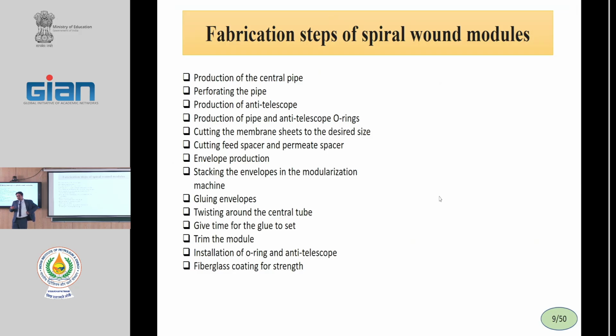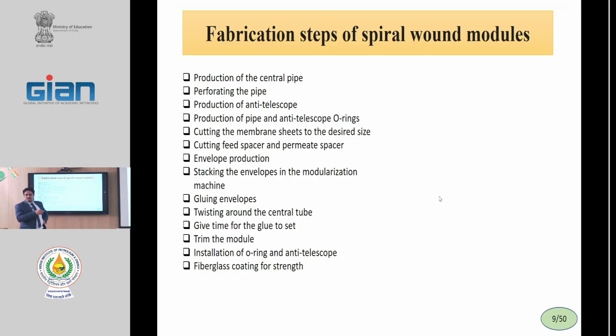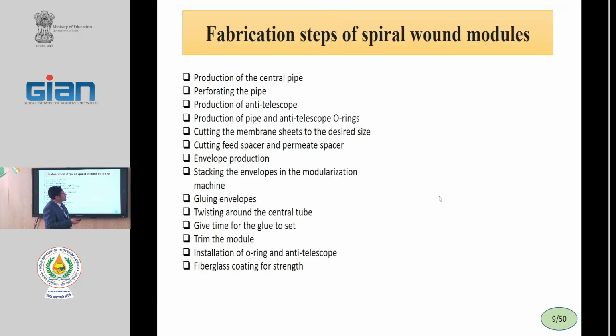Therefore, I want to say that the production of the membrane modules is very expensive. The price of one RO module with 8-inch is about $700. We need a gluing device, trimming device, and fiberglass coating. All of these need expensive instruments.